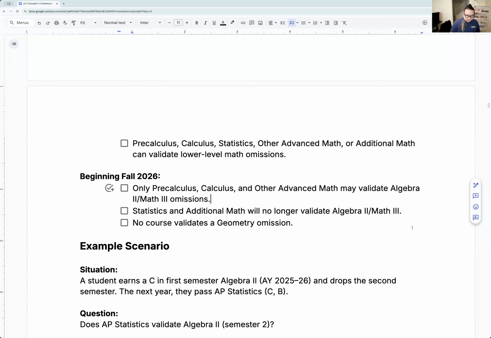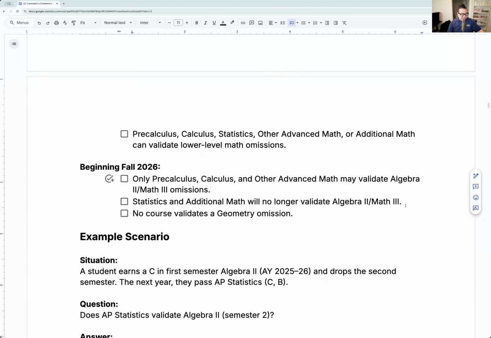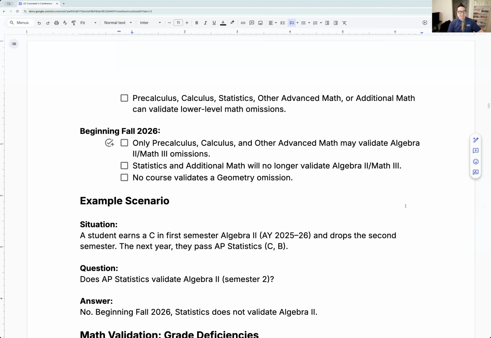So they got a C the first semester, didn't do anything second semester. They passed stats with a C and a B. Do they get validation as well? We see a few yeses and nos. So no, beginning this year, they would not get it. But correct, the answer was yes, they passed. In the past they did, now they don't.